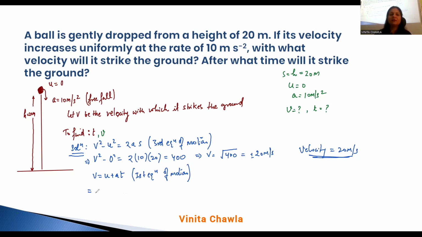So this implies T is equal to V minus U by A. Now put the values here. V is 20, U is 0, and acceleration is 10. So time it takes is 2 seconds. So it strikes the ground after 2 seconds. Therefore, now we've got the answer. V is 20 meter per second and T is 2 seconds. Enclose your answer in the box.